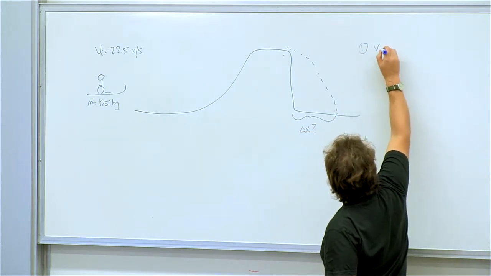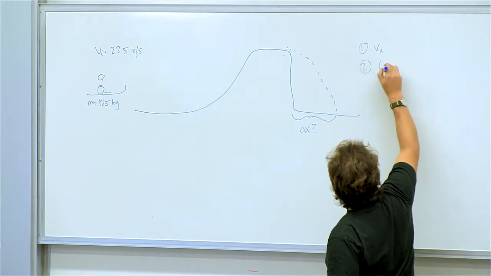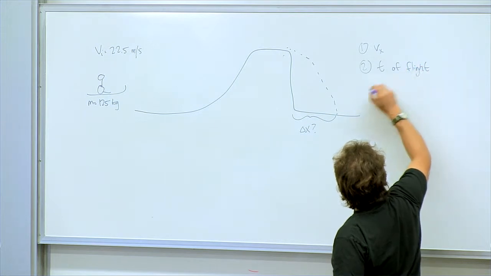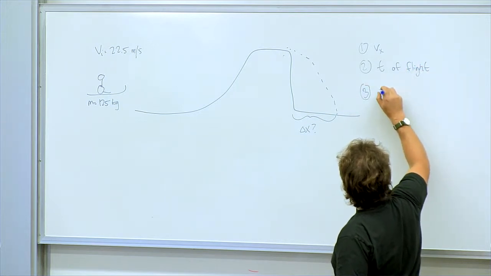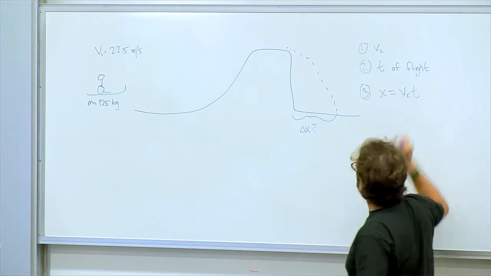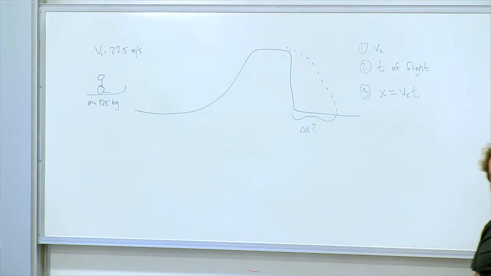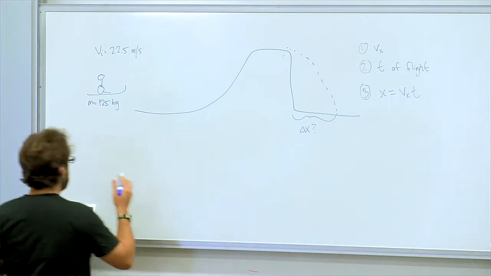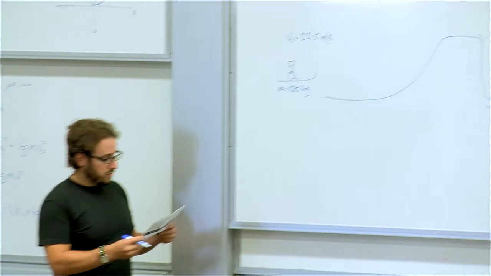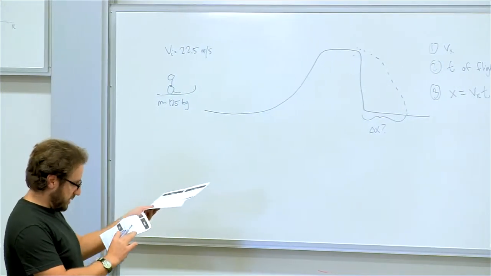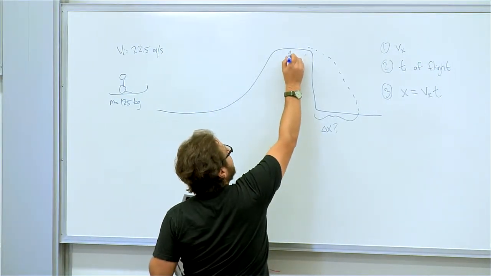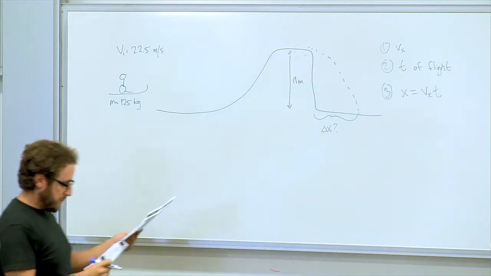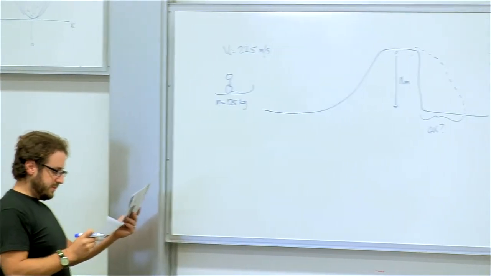So step 1 is find Vx. Step 2 is find the time of flight. Because step 3, the distance is the velocity times the time. All right, so how do we do this? Well, how do we find the velocity? Do we have how high the hill is? Yes, 11 meters, thanks. 11 meters high, which is a huge hill, right?